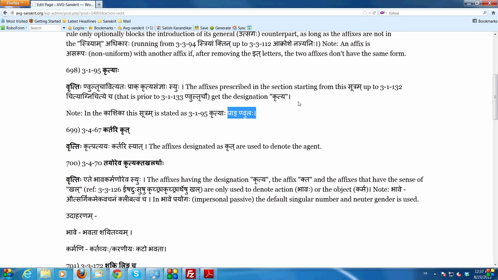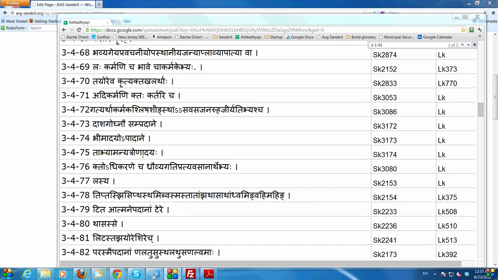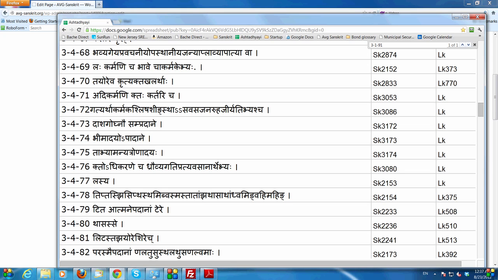Now, why do we need to give these affixes a name? Why does Panini want to give these affixes a special sanya of Kritya? Kritya pratyaya. Sanyayaha Prayojanam Kim? What is the use of that? That is so that Panini may refer to these affixes as a group in sutras such as 3.4.70, Tayoreva Krityakta Khalarthaha. So Kritya is used by Panini in the sutram 3.4.70, for example.